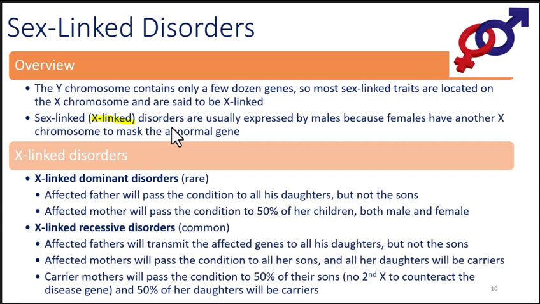If a male inherits a diseased X chromosome, he will inherit the disease because he doesn't have another X to mask or balance out that abnormal gene. There are X-linked dominant disorders. Okay, so we're talking about sex-linked, that 23rd chromosome. Or there are also X-linked recessive disorders. The dominant ones are considered to be rare, whereas recessive are considered to be more common.